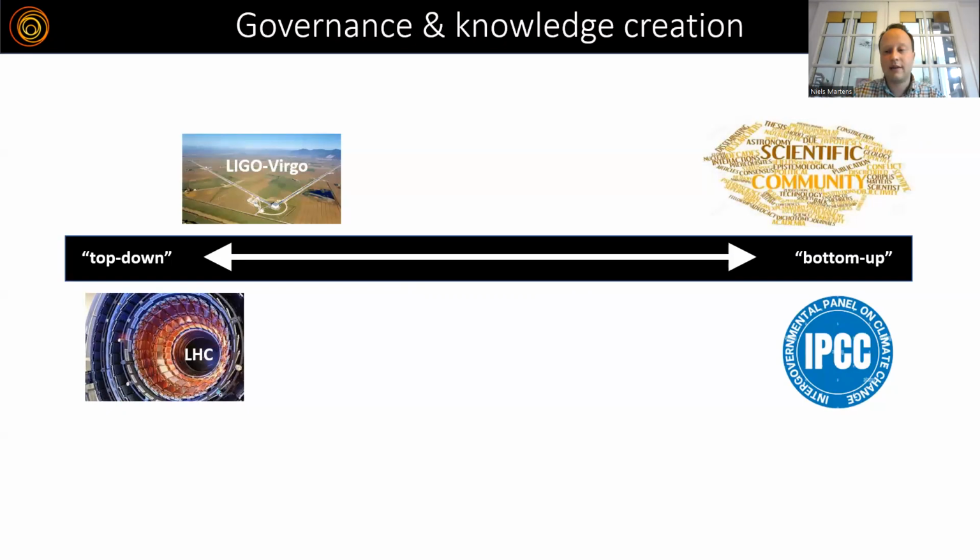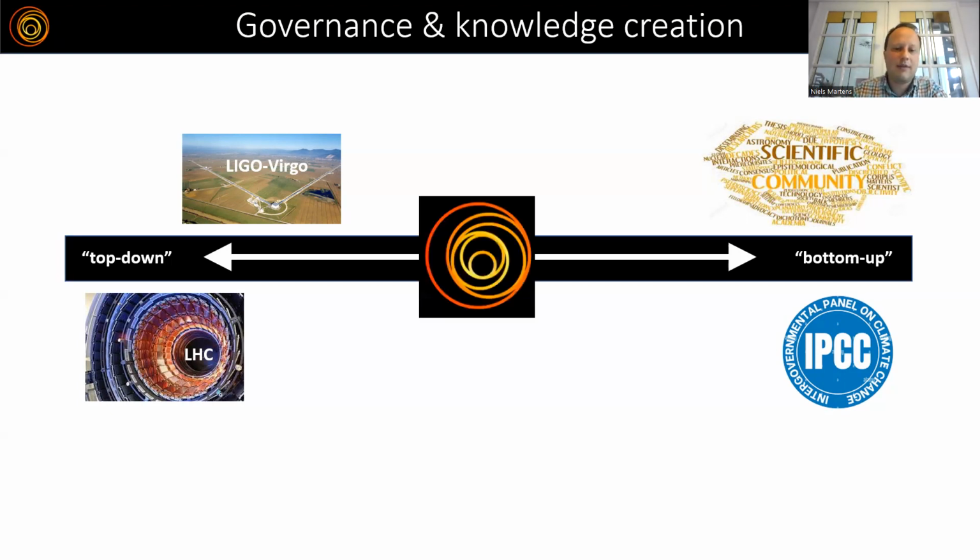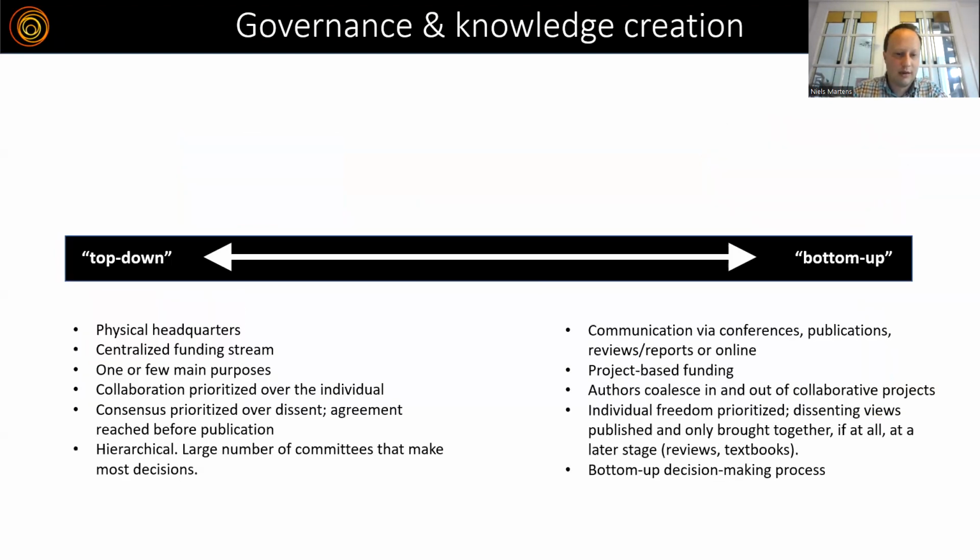And on the bottom-up end of the spectrum, we see either scientific communities as a whole, or maybe structures like the IPCC, the Intergovernmental Panel on Climate Change. And our ideal would be for the ngEHT to be somewhere in between. So let me illustrate what I mean by these terms.